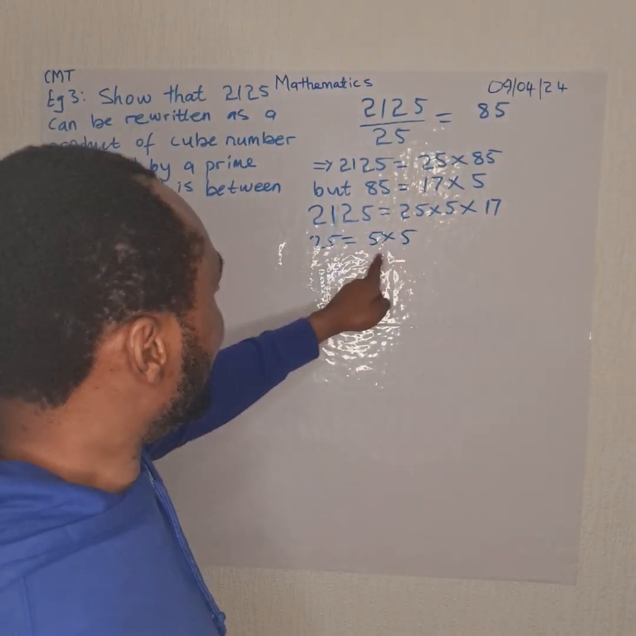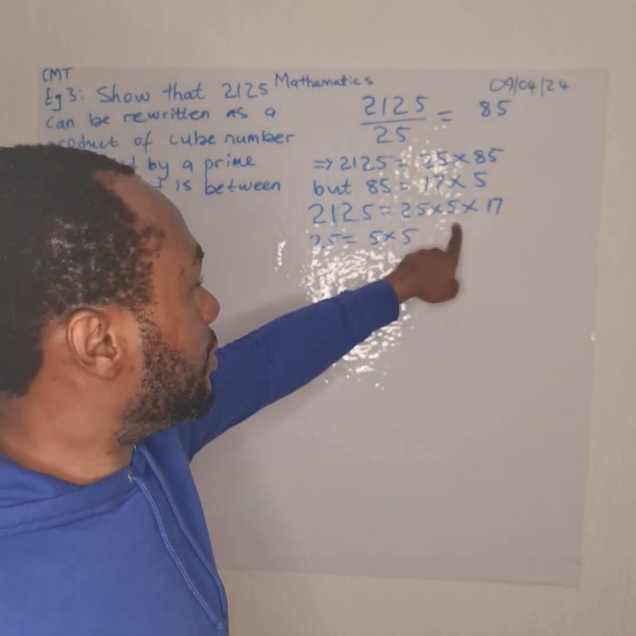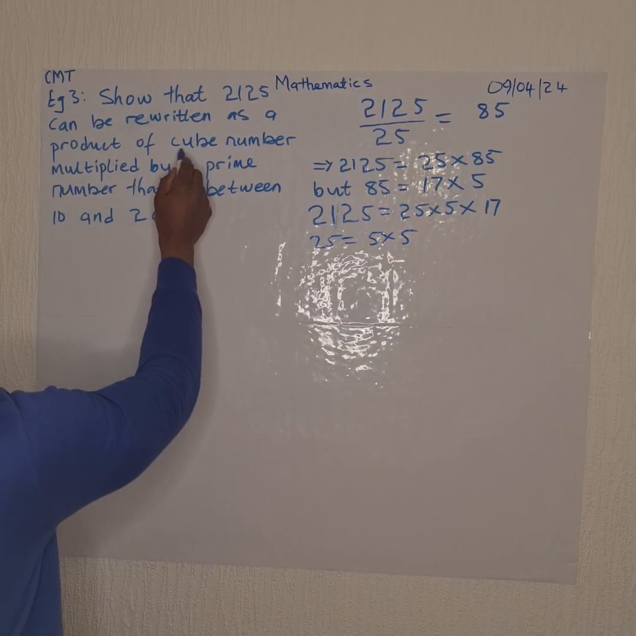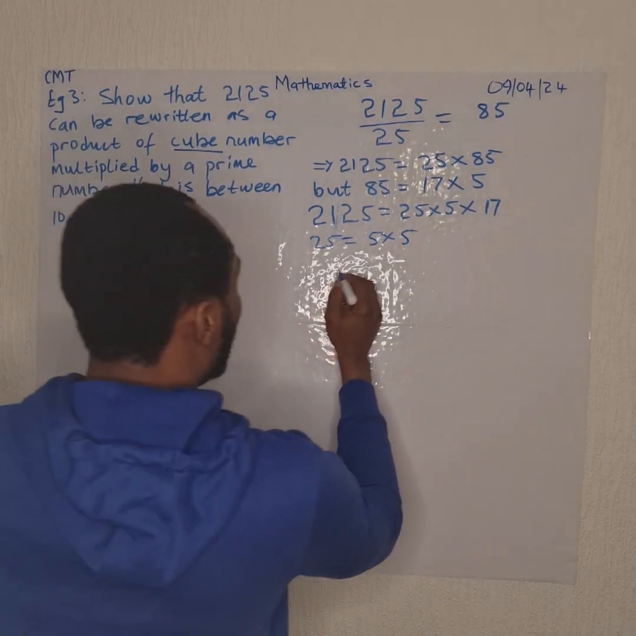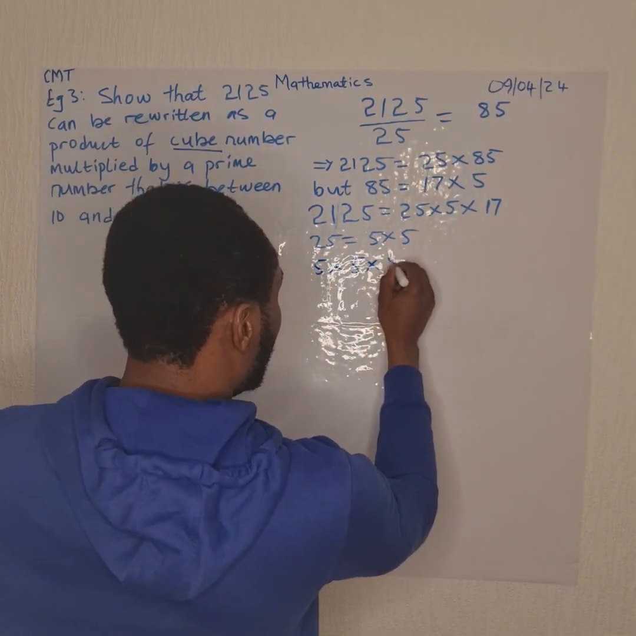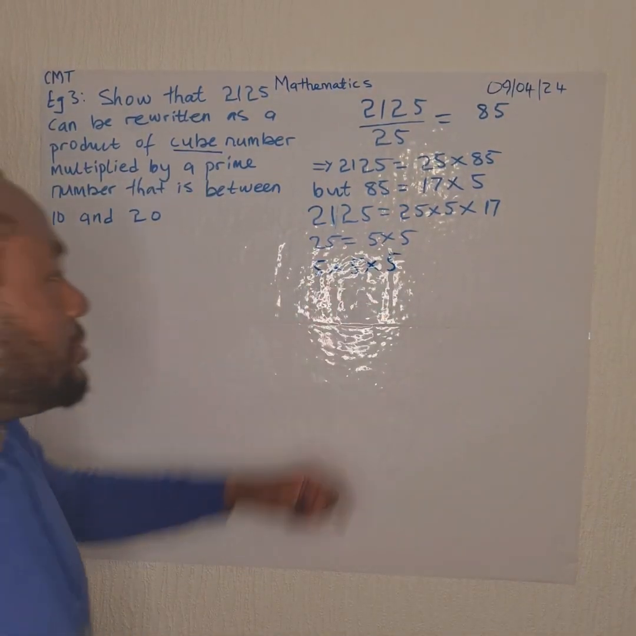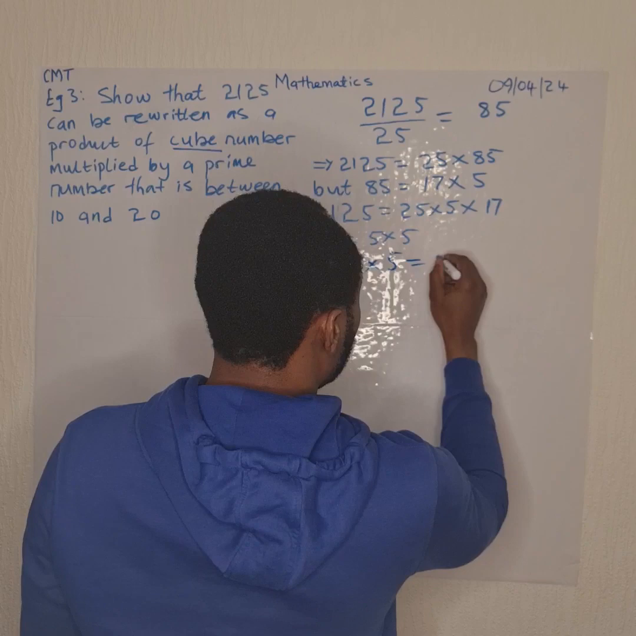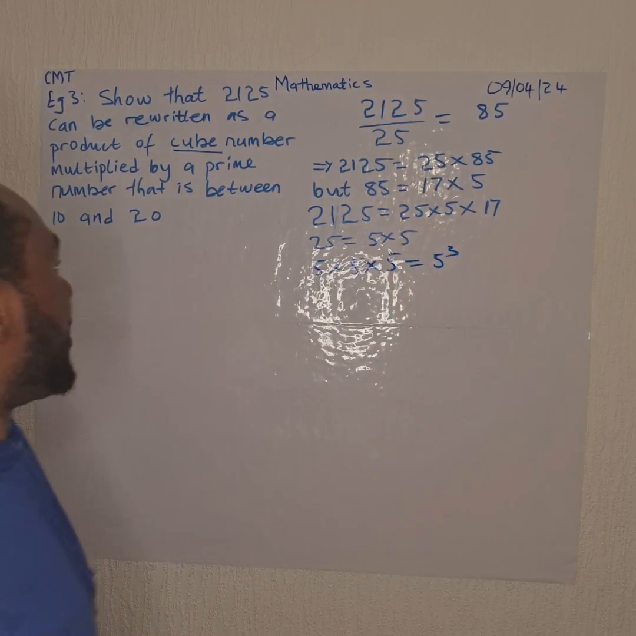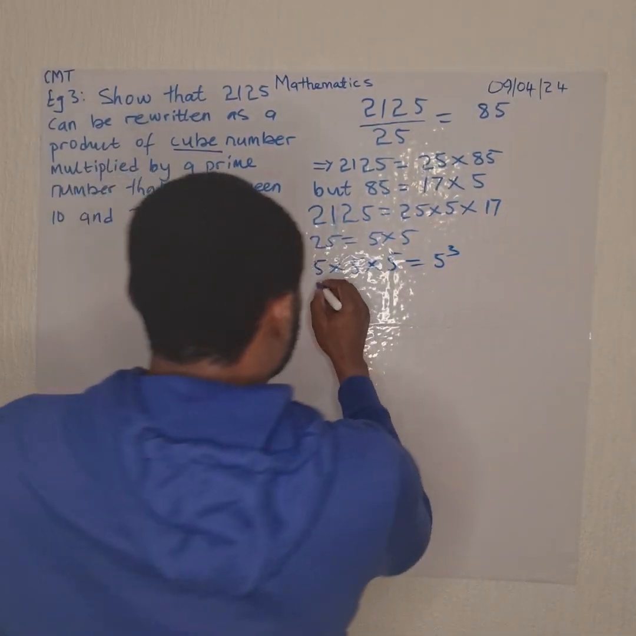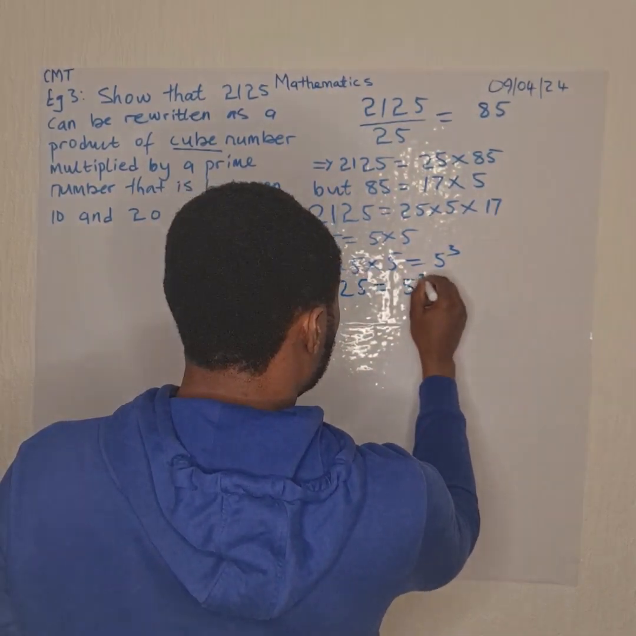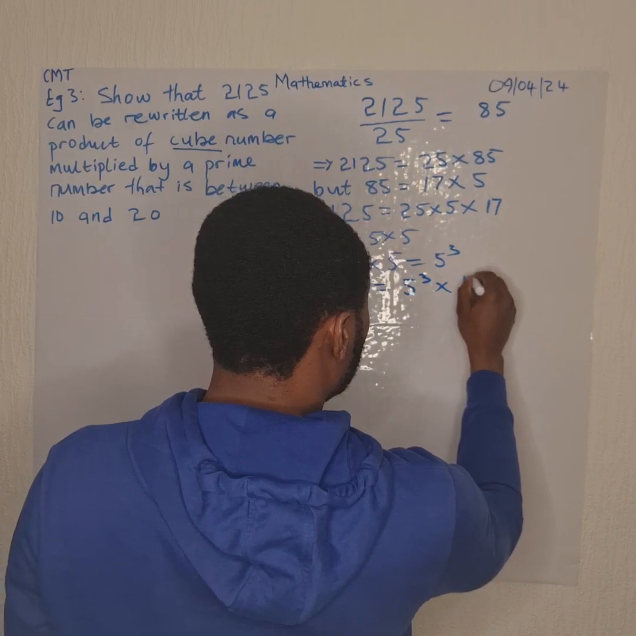So if we have 25 and it's 5 times 5 times 5, it's a cube number, isn't it? And they talked about the cube number. So we have 5 times 5, that's 25, times 5. This is a cube number, which is equal to 5 cubed. So we got a cube number. And it says 2125 is equal to 5 cubed multiplied by 17.